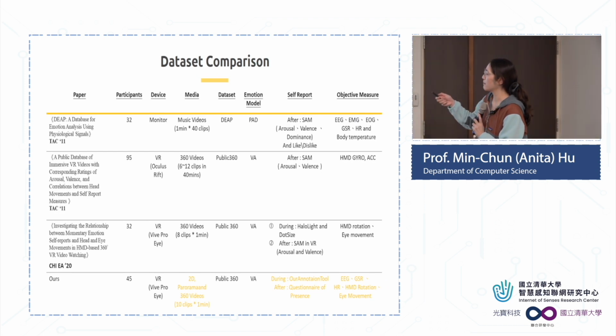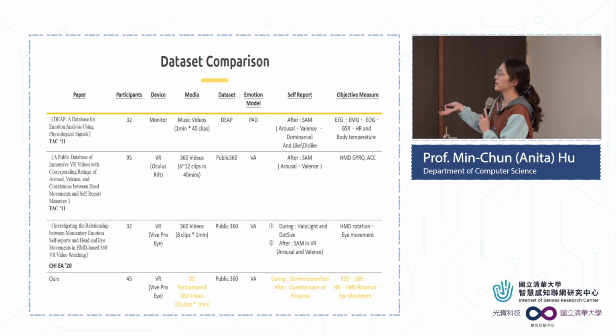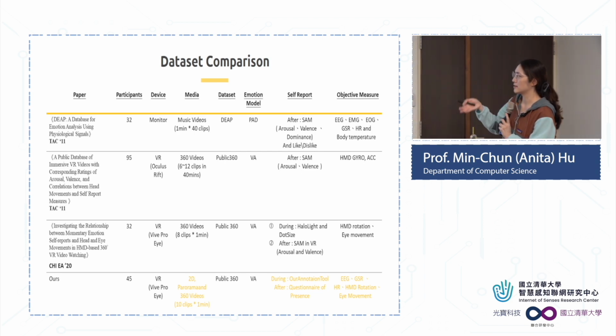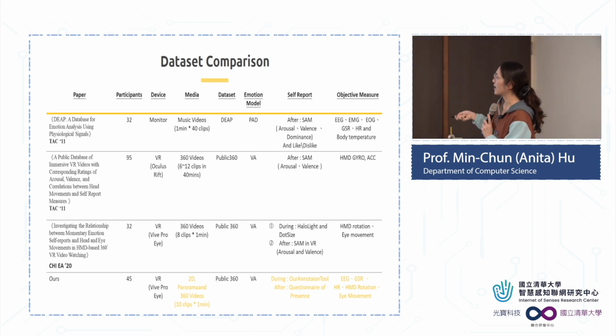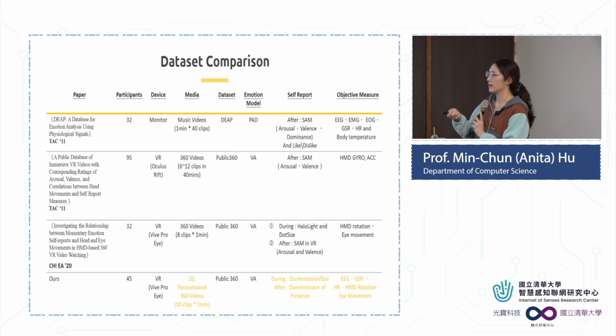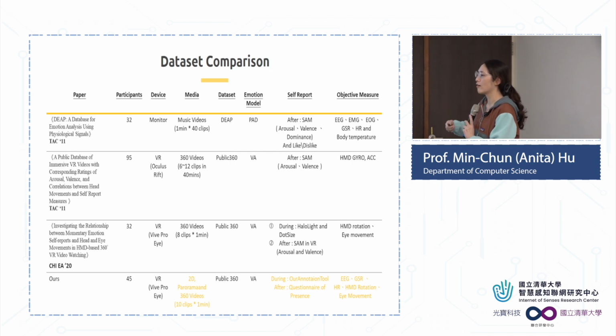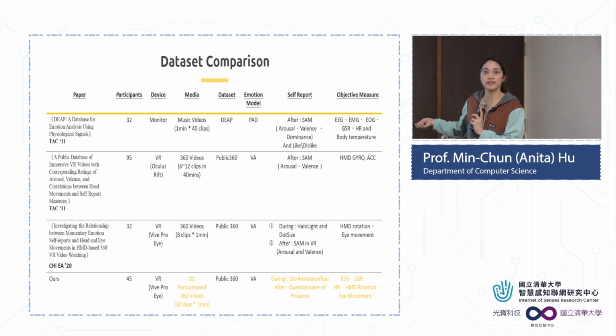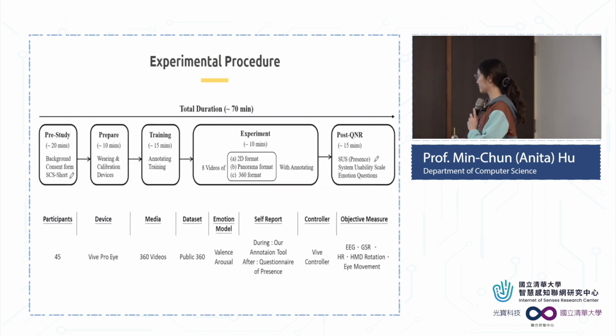And here is the comparison of the difference between our proposed data set and the existing ones. You can see that our data sets are more comprehensive because we not just include the label of emotion, we also have more objective evaluation based on different sensor signals.